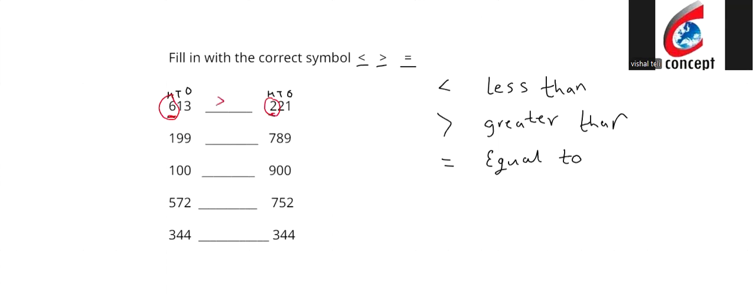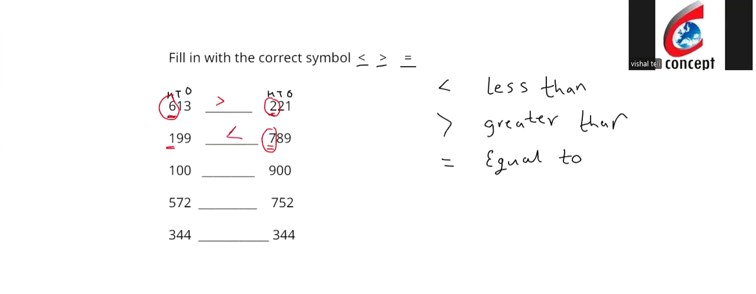Okay, now look at here. This is 1 and this is 7. Which number is greater? 7 is greater. Okay, so wherever the greater number is, we have to use these signs. See. All right. So now let's understand.